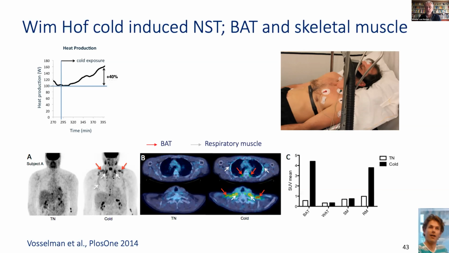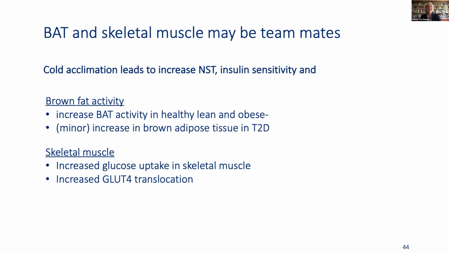So in conclusion, we may say that brown fat and skeletal muscle may be teammates. So they work in concert. So yes, cold acclimation leads to metabolic improvements, and both skeletal muscle and brown fat may work together.